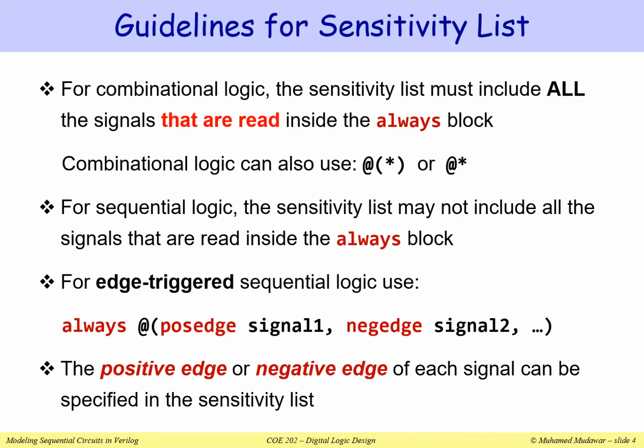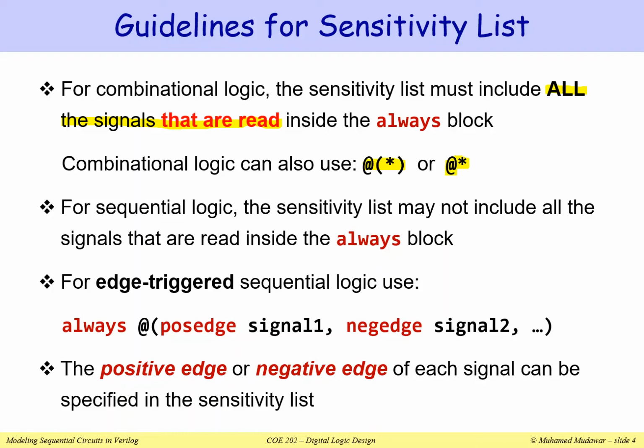There are some important guidelines for the sensitivity list. In the case of combinational logic, the sensitivity list must include all the signals that are read inside the always block. Any signal that you read inside the always block must be listed in the sensitivity list. There is a simple way to define this list by writing @ followed by a star between parentheses, or just @ star even without parentheses. Both syntaxes are acceptable. The compiler will recognize that you are modeling combinational logic and will replace the star with all the signals that are read inside the always block. Now, this is for combinational logic.